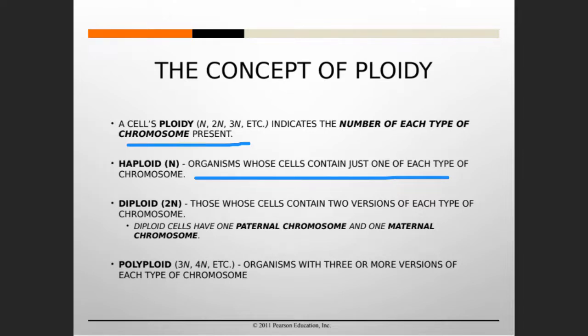In us, diploid cells have 1 parental chromosome, 1 from dad, and 1 maternal, 1 from mom. One each. Polyploidy, 3N, 4N, etc. Organisms with 3 or more versions of each type of chromosome. You see these in plants and some other organisms like that.